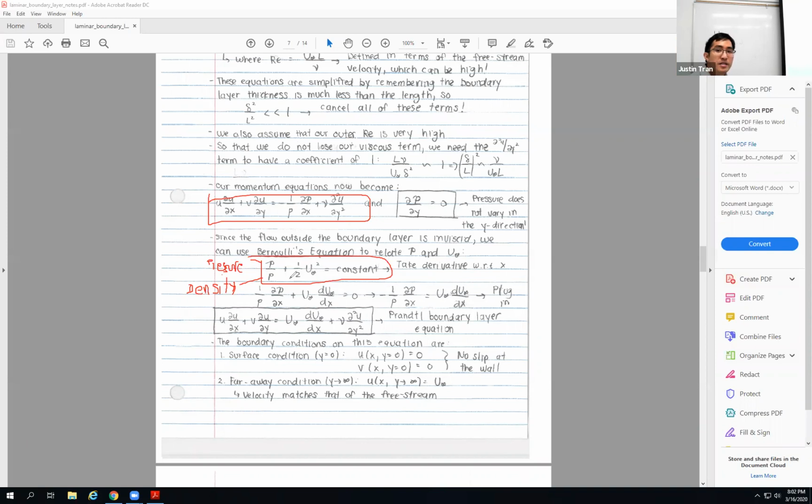So what Bernoulli's equation says is that if you have no viscosity and some other requirements for Bernoulli, but kind of the most important one is no viscosity, the sum of these two terms is going to be constant, okay?